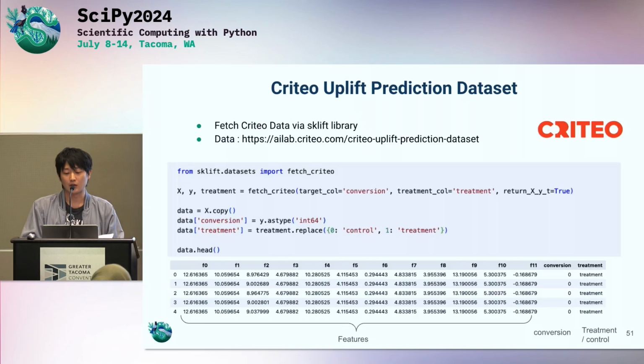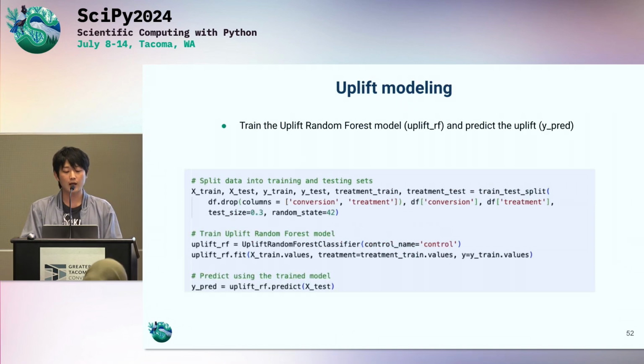Let me quickly go through the demo using the advertisement dataset. I use the Criteo dataset, from an advertisement company. For uplift modeling with CausalML, the interface is very similar to other ML libraries such as scikit-learn. We can train using the fit function, and we can predict using the predict function.